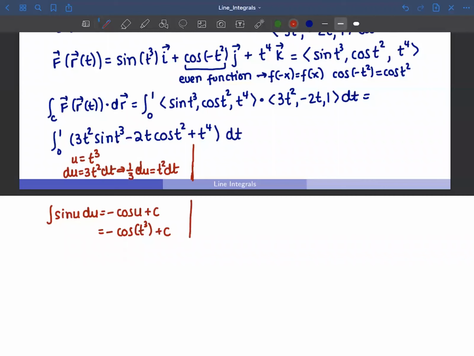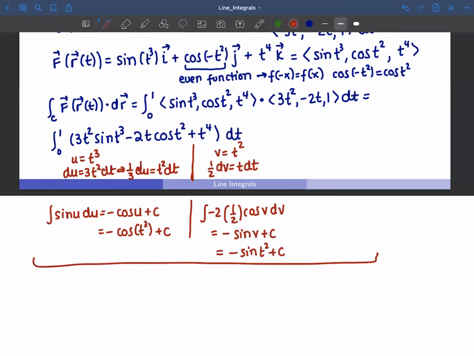Then for the integral of negative 2t cosine t to the square, we can do another substitution, substituting v equal to t to the square. We'll have that 1/2 dv is equal to t times dt. And therefore we have the integral of negative 2 times 1/2 cosine of v dv, which will be equal to negative sine of v plus c. So that is equal to negative sine of t to the square plus c.